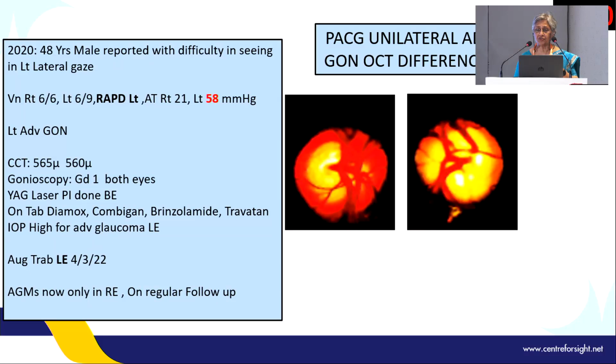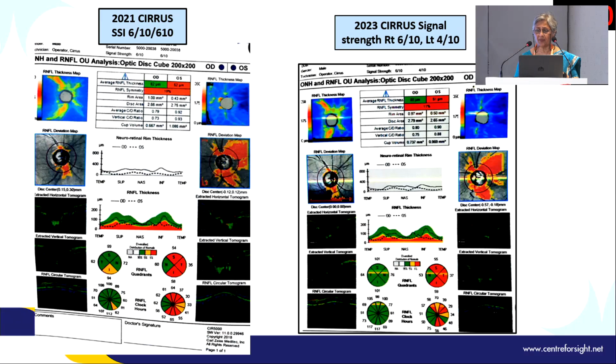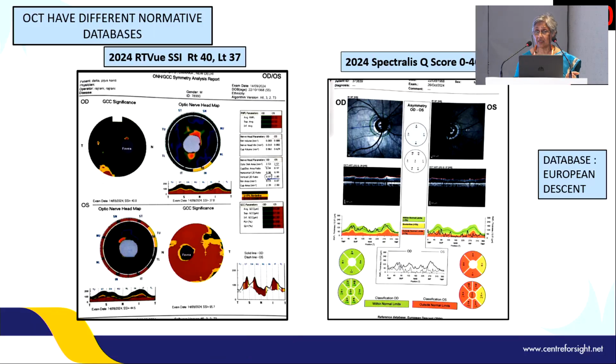There was another patient who has got unilateral advanced glaucoma, OCT differences. Now look at this. This is the Cirrus OCT. Have a look at the signal strength. Not at all good in both of them, but it is definitely showing us that the hot colors in the left eye have gone. It's a sea of blue. And then again, the patient comes to us with the RTVue. We find that definitely the left eye is the affected eye.